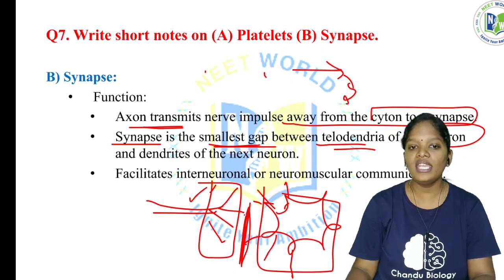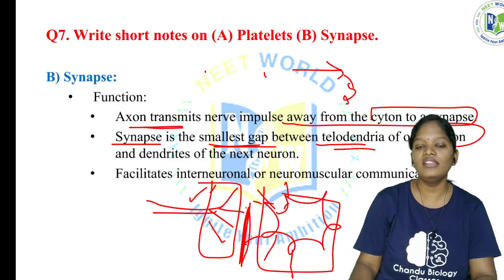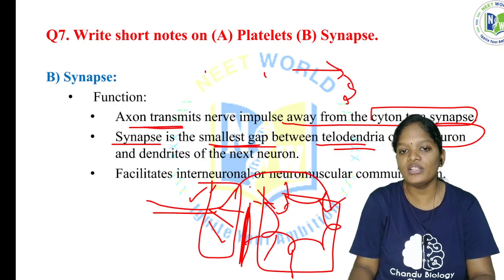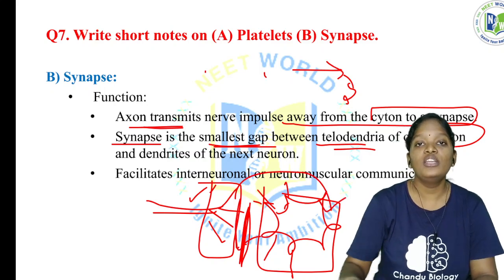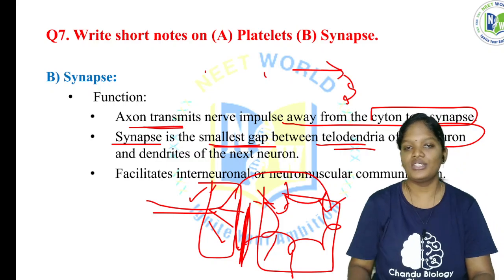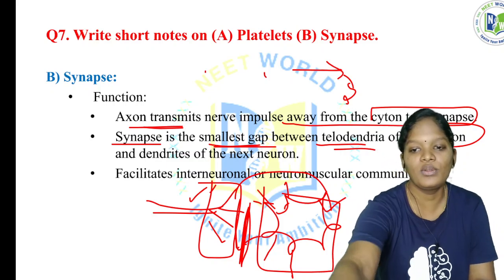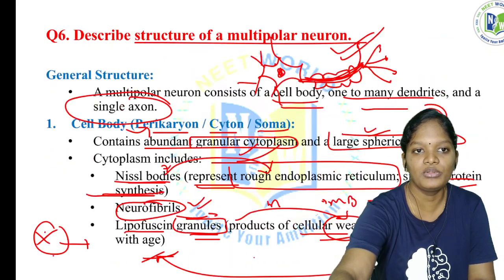Here it transfers the signal from one neuron to another neuron. This gap is called neuromuscular communication. So in today's class we discussed this.